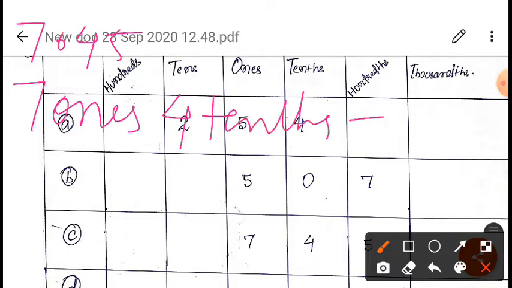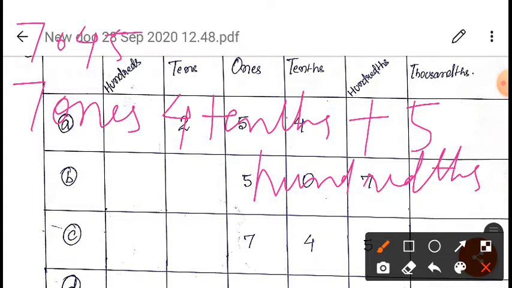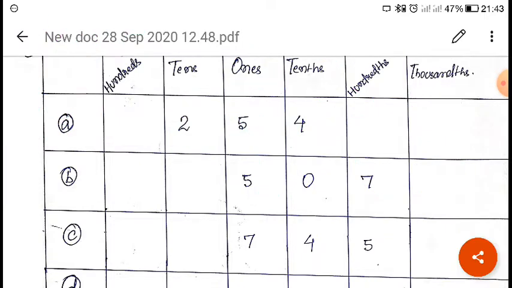Tenths, right? And this 5 is in the hundredths position, right? So how can we write it? We will write this 7 here, this 4 here, and this 5 here, right? As you can see, I have written this. So I hope you have understood this, right?